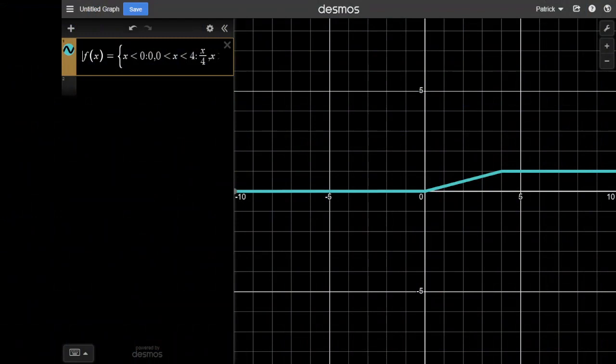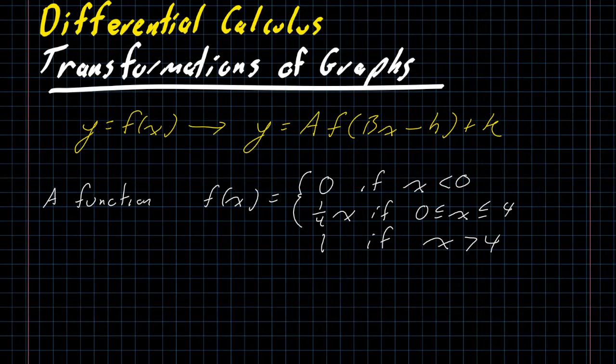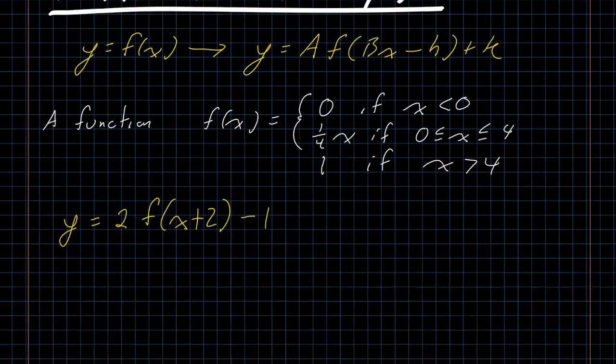Right? So if I transform this graph, and I want to look, instead of at f of x, I want to graph y equals 2 times f of x plus 2 minus 1. What is that going to do to the graph of the function? Well, we can think about this algebraically piece by piece.